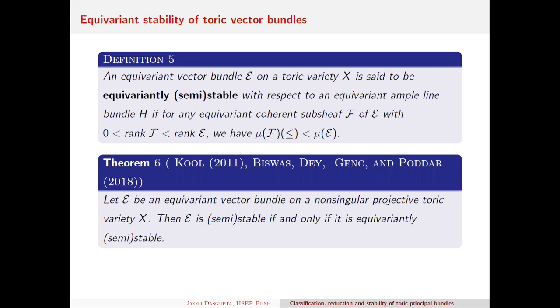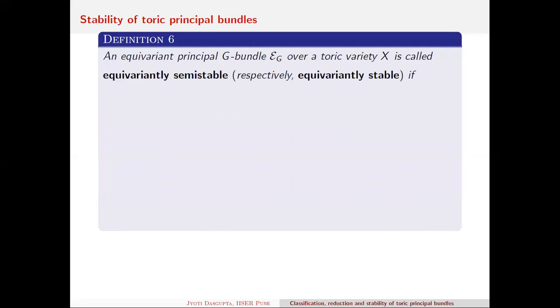So this is helpful in the sense that we already have some nice description of equivariant vector bundles, and it would be easier to track down equivariant subsheaves of those vector bundles rather than search for all possible subsheaves. So now the goal is to generalize this result for toric principal bundles. But first, let me define the notion of stability for toric principal bundles. So let me just directly define the notion of equivariant stability.